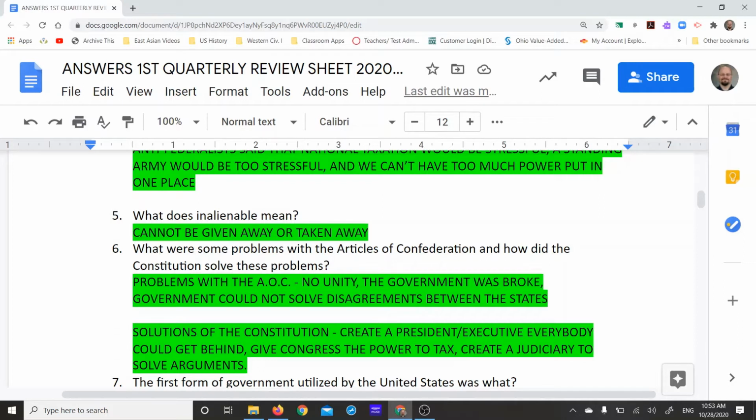The judiciary would be created to solve the arguments that were put forth by the states. And also, there would be arguments, of course, between the states and the federal government. Judiciary could solve those as well.